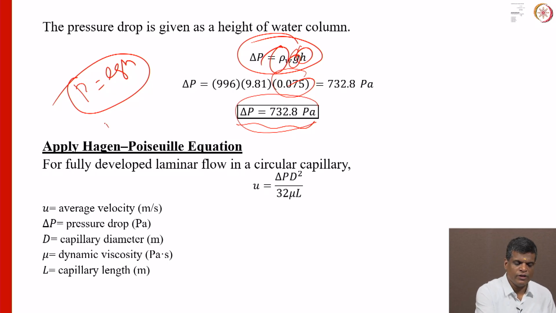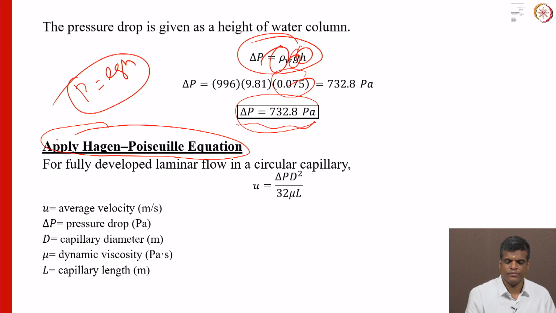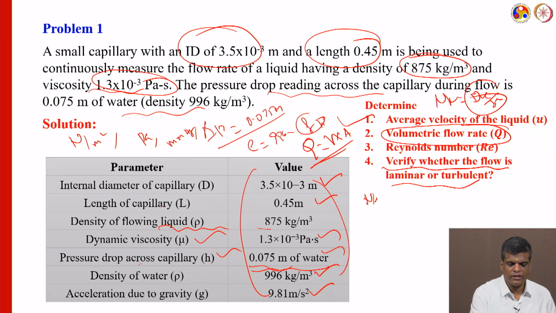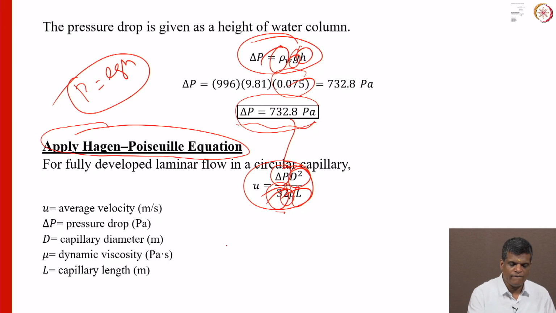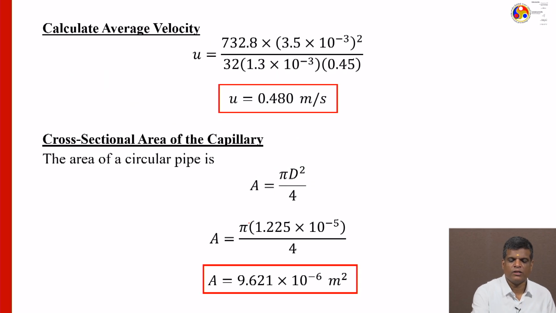Once this is done, of course, we know the Hagen-Poiseuille equation. So U equals delta P d square by 32 mu L. We know the value of delta P, the diameter we know, 32 mu is with the viscosity, and L is the length of the capillary. In all problems the values are already there. The length of the capillary, L, is 0.45 meter. You substitute all, then we will get the velocity, which is 0.480 meter per second. That's the average velocity.